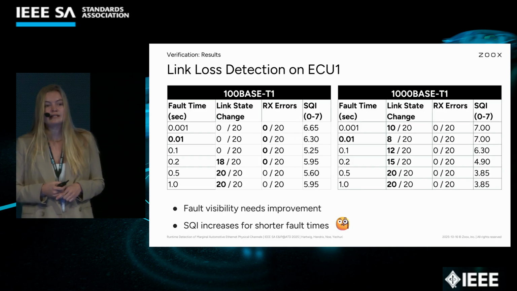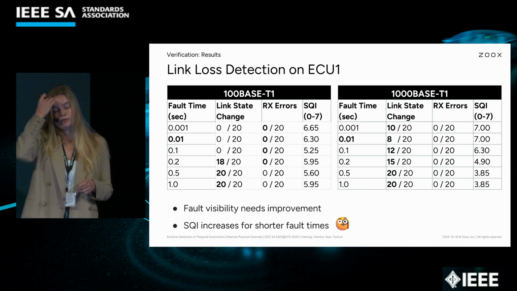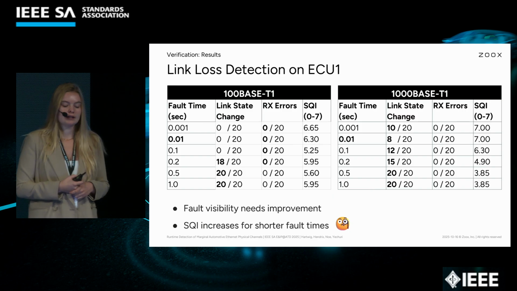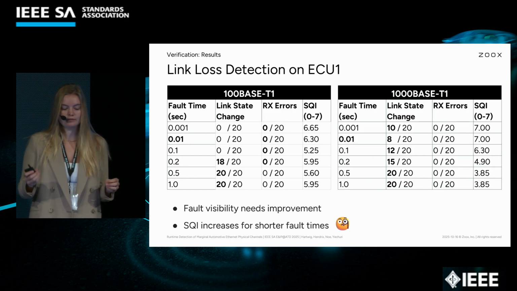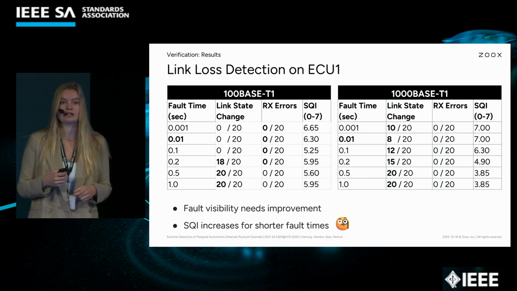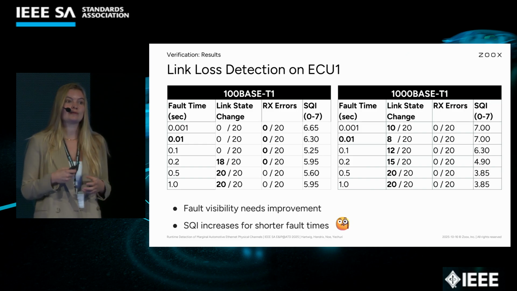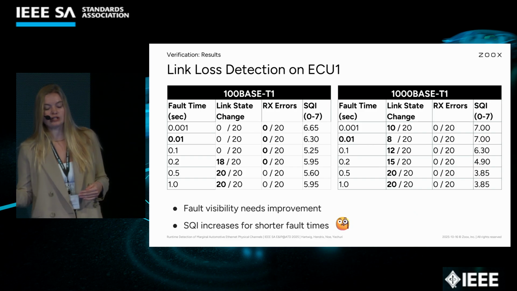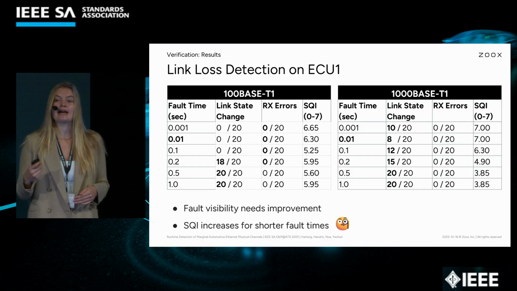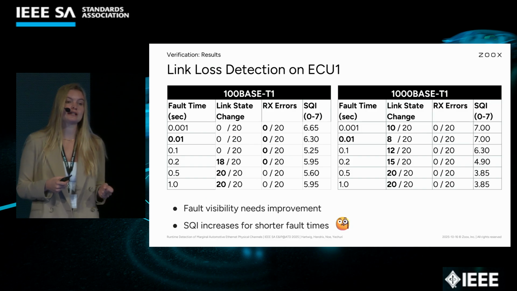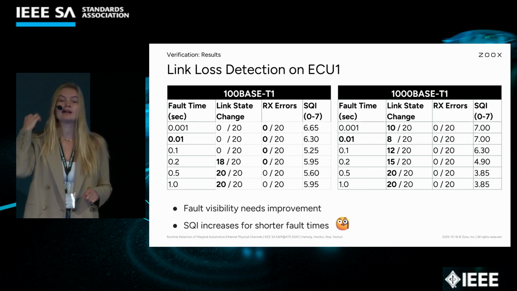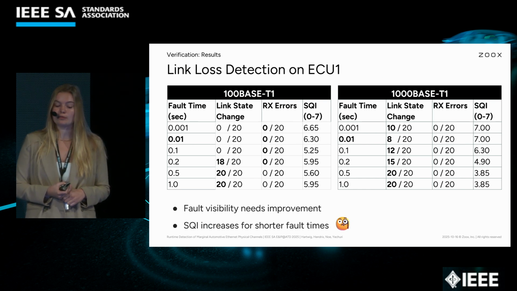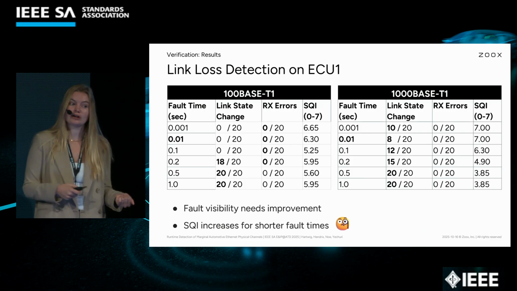One thing that we'll see for both 100 and 1000BASE-T1 for this particular ECU is that the link state change was the most reliable indicator of the short injected disconnects. As we might have predicted, as the disconnect gets longer, the link state change becomes more reliable, and as we approach shorter disconnects, the 100 millisecond range for the 100BASE-T1 and the 1 millisecond range for 1000BASE-T1, it becomes more unreliable.